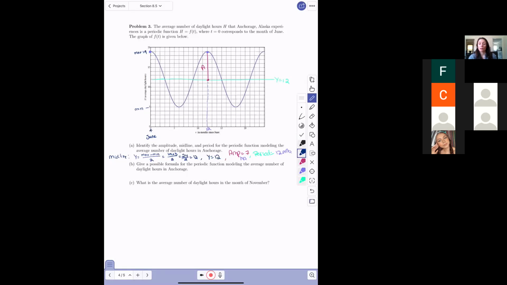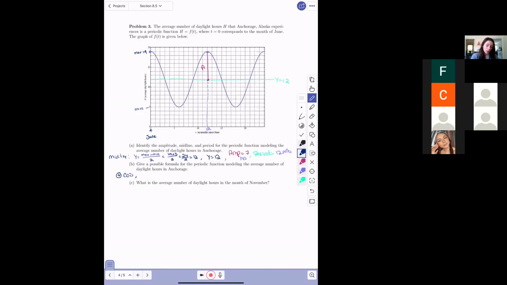Okay, moving on to part B. We have to write the formula that models the daylight hours in Anchorage, Alaska. So first off, am I going to use sine or cosine, and will it be positive or negative? Positive cosine. Good, we're going to use positive cosine.